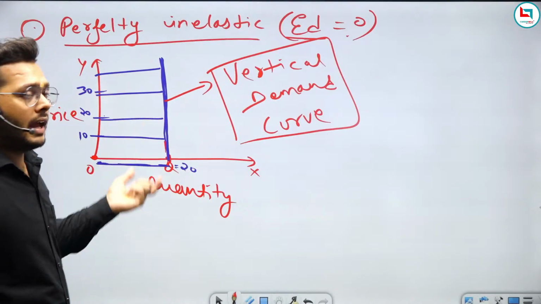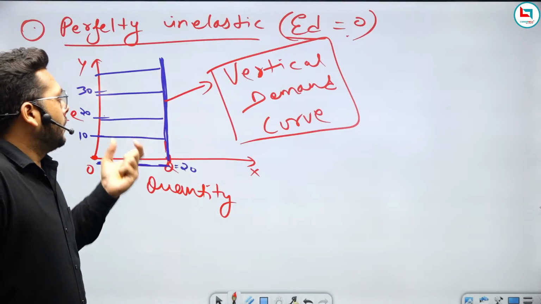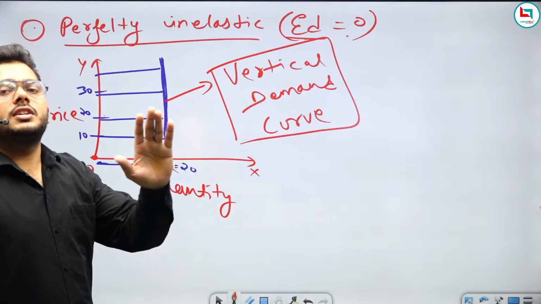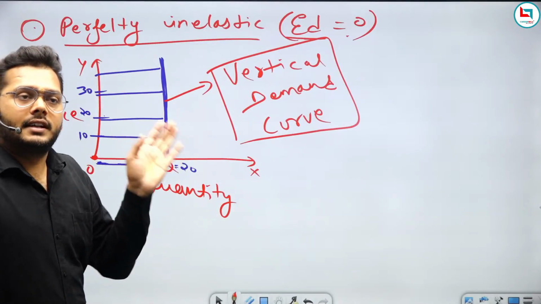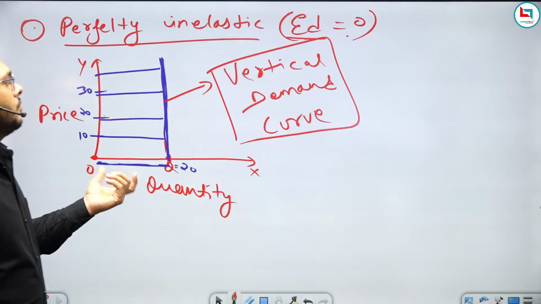Why is this curve happening? Because there is no change in the demand after all the change in the price. That doesn't affect a single amount of demand. So this is the vertical demand curve. Next is what?